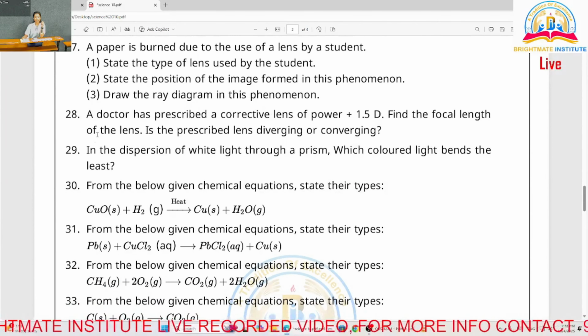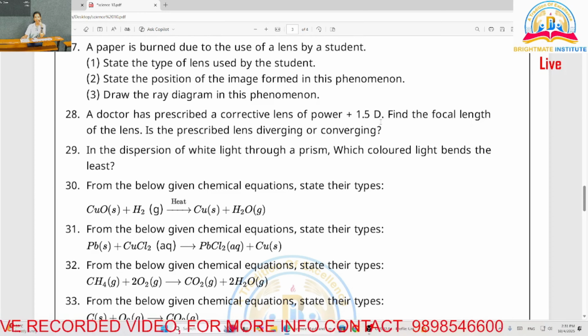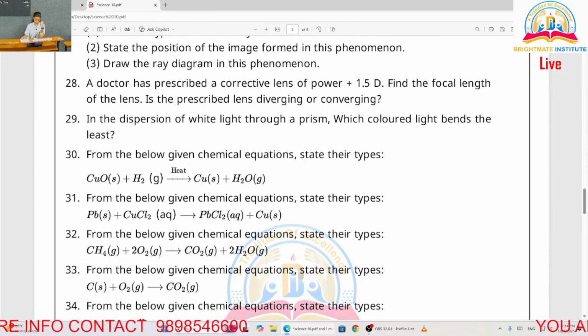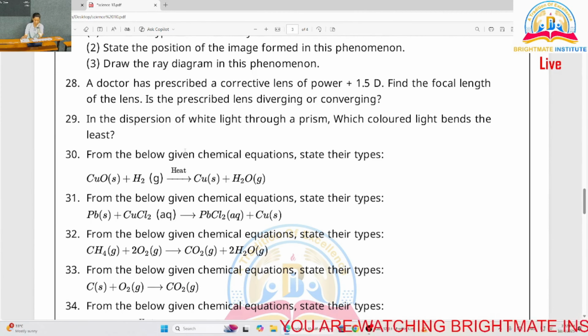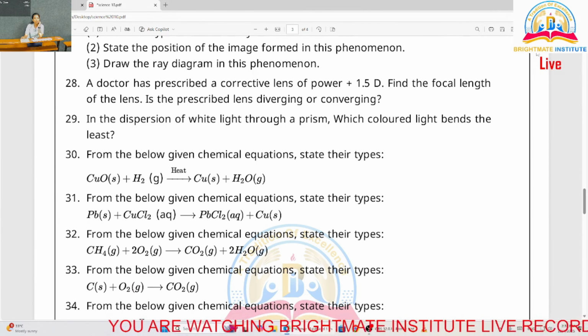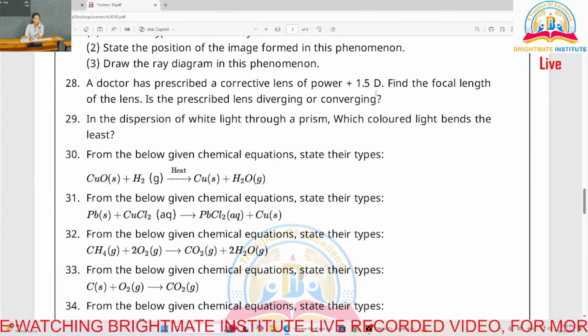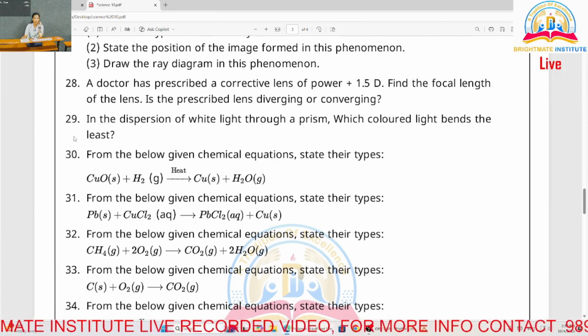Now 28th is a doctor has prescribed a corrective lens of power plus 1.5 diopter. Find the focal length of the lens. Is the prescribed lens diverging or converging? So here power of lens, that is capital P. We have a formula for diopter, that is P is equal to 1 upon F. So if we have to find F, F is equal to 1 upon P, and you just have to write down the value of P, that is 1.5. So 1 upon 1.5, that is 0.067 or 67.